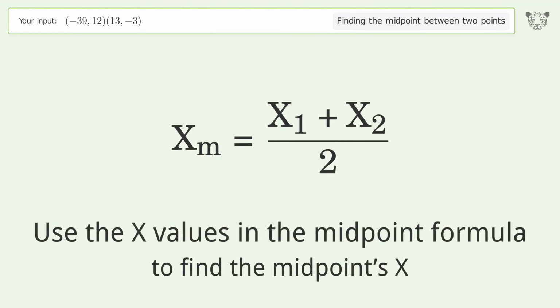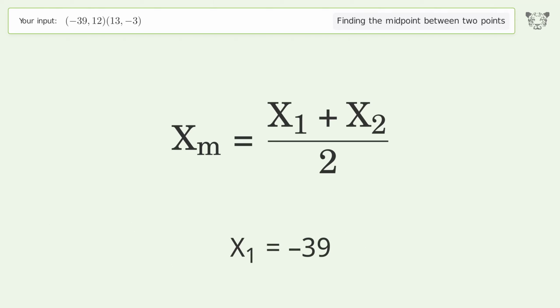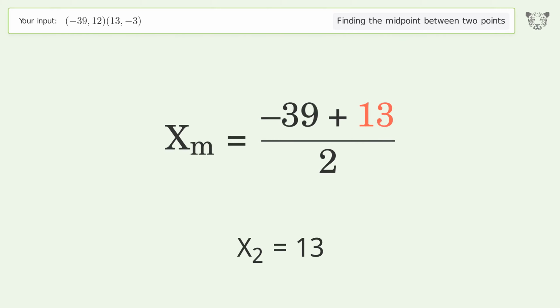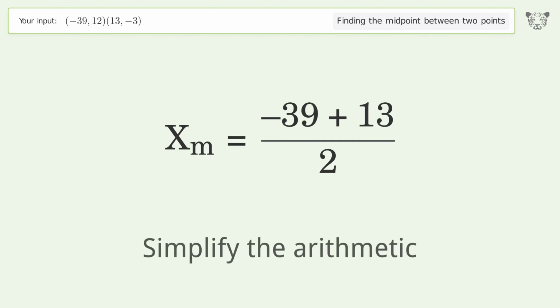Use the x values in the midpoint formula to find the midpoint's x. x1 equals -39. x2 equals 13. Simplify the arithmetic.